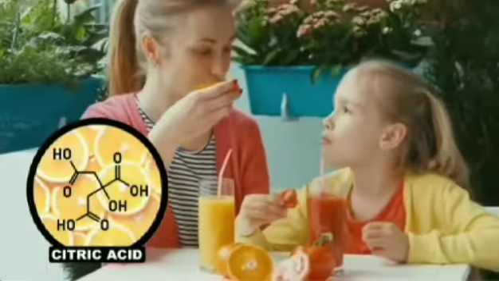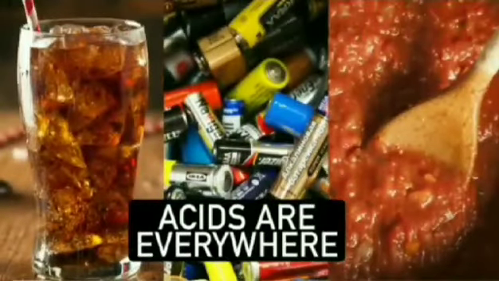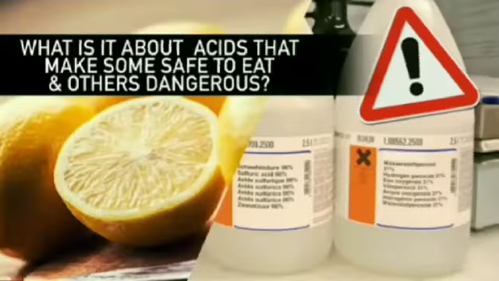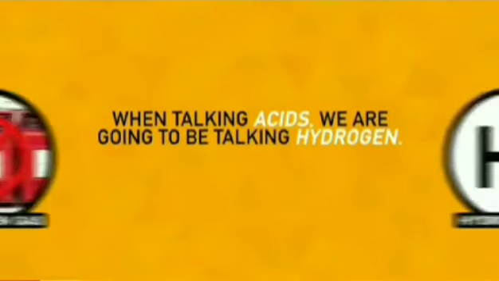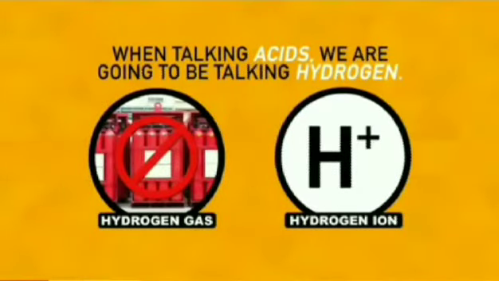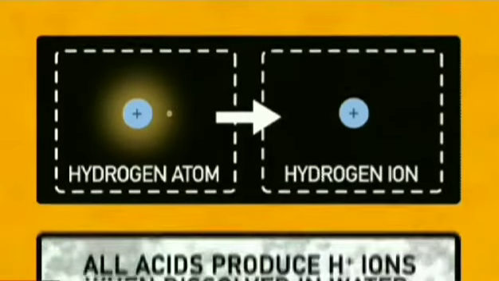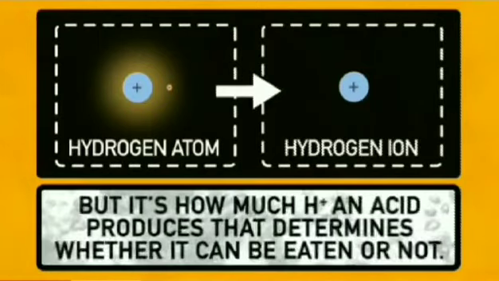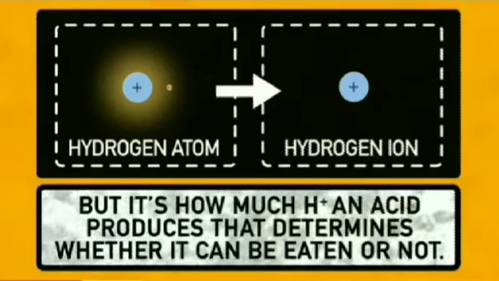From the tiny bite of a piece of fruit to the caustic liquids used to clear a clogged sink, acids are a type of chemical that can be found in many different aspects of our daily lives. But what is it about acids that makes some safe to eat and others dangerous? When talking about acids, we're going to be talking about hydrogen. Not the gas, but rather the hydrogen ion H+. This is a hydrogen atom that has lost its one and only electron. All acids produce H+ ions when dissolved in water, but it's how much H+ a specific acid can produce in water that will determine whether it can be safely eaten or not.